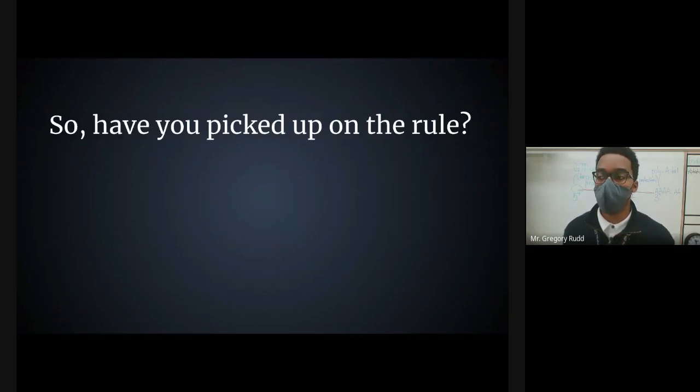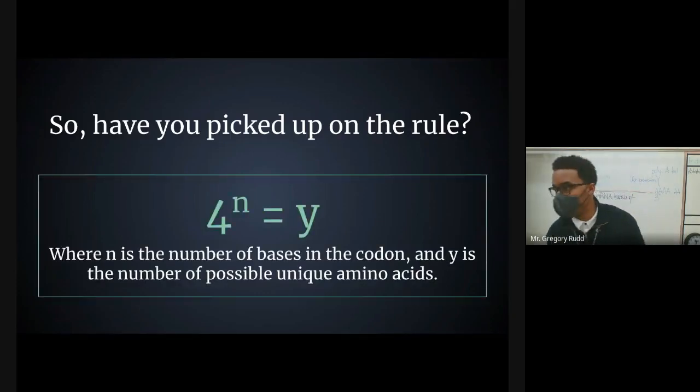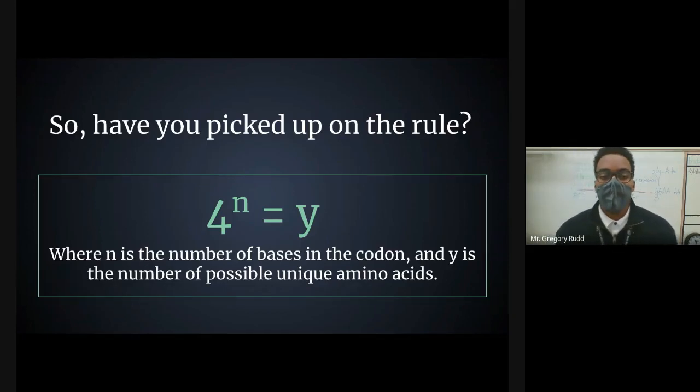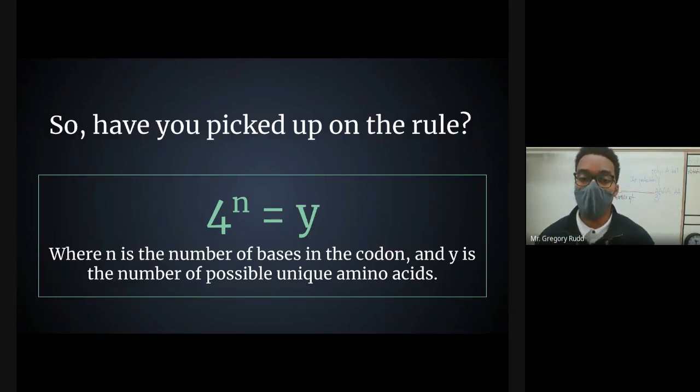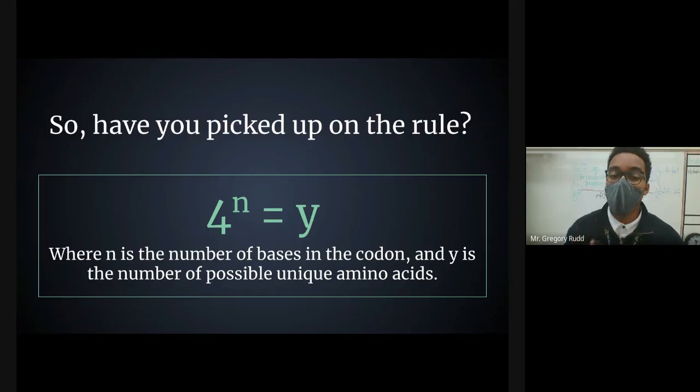So what's the rule? How do we determine how many amino acids are possible? Good, good. And I used N here, but you're right to have used X. So it's 4 to the N power, 4 to the nth power equals Y. And N would be the number of bases in the codon, whereas Y is the number of possible unique amino acids. Now, we're not saying the number of actual amino acids. We're just talking about the number of possible amino acids.